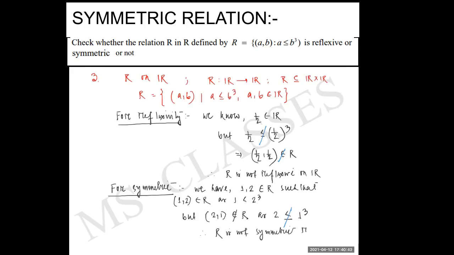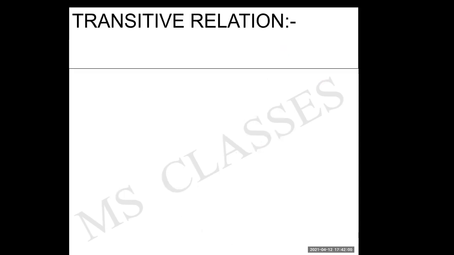Therefore R is not symmetric on R. What we have done, like in the previous case, as I told you, is that when it is not true, just give an example. So here (1, 2) belongs to R, such that 1 is less than or equal to 2 cube. Now here (2, 1) does not belong to R. Why? Because 2 is not less than or equal to 1 cube. So here R is not reflexive, symmetric relation.